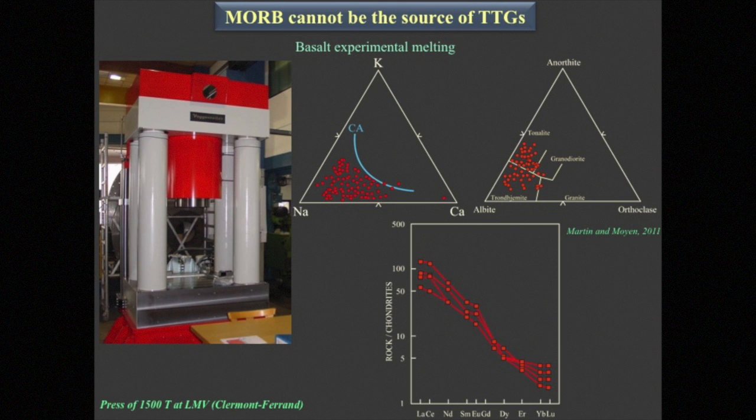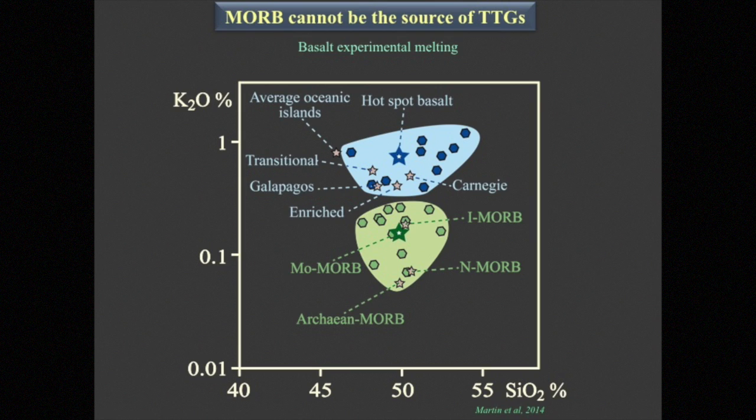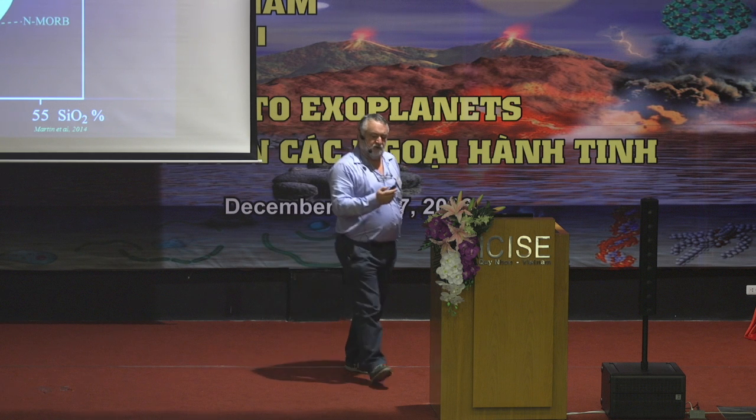So when we look at all the experiments that were done until today, we can see that two kinds of sources were experimentally melted. If we plot in a potassium versus silica diagram, we can see that some of the basalt sources used for experimental melting have low potassium content. They correspond to different kinds of mid-ocean ridge basalts. Another group is richer in potassium, and they correspond to, for instance, Galapagos, Carnegie Ridge, and so on. They correspond to hotspot or oceanic plateau basalt. So in the literature, we can find the results of melting of two different kinds of basalts.